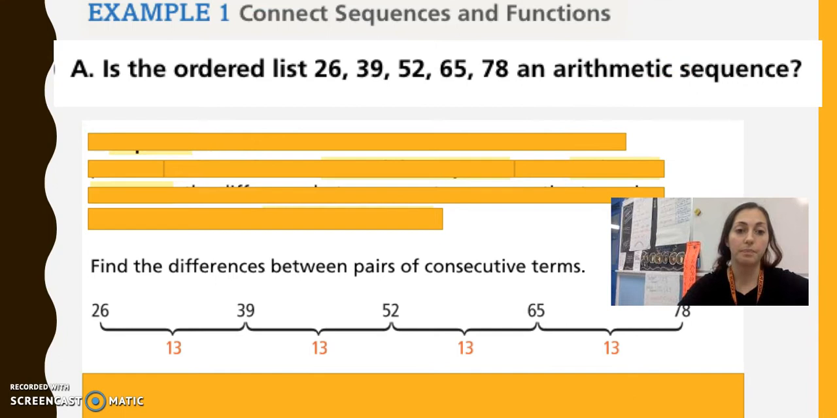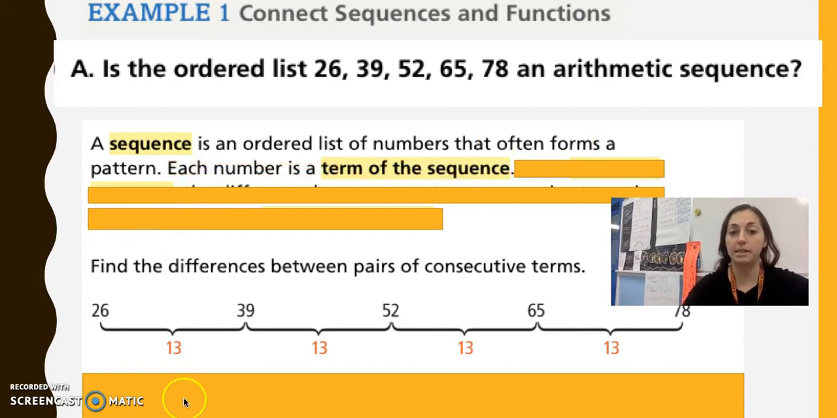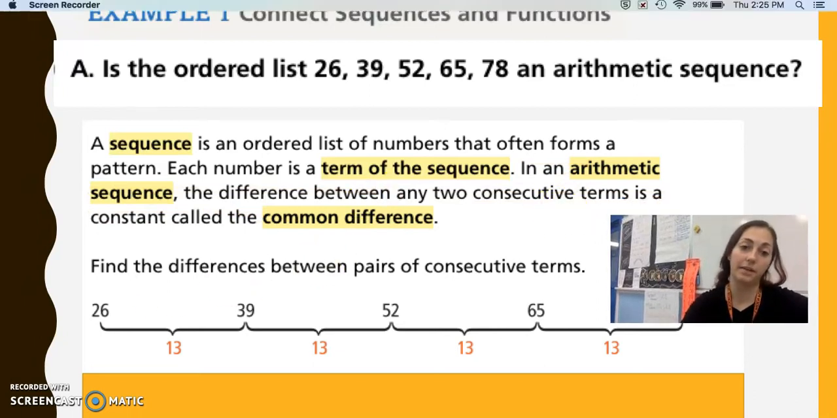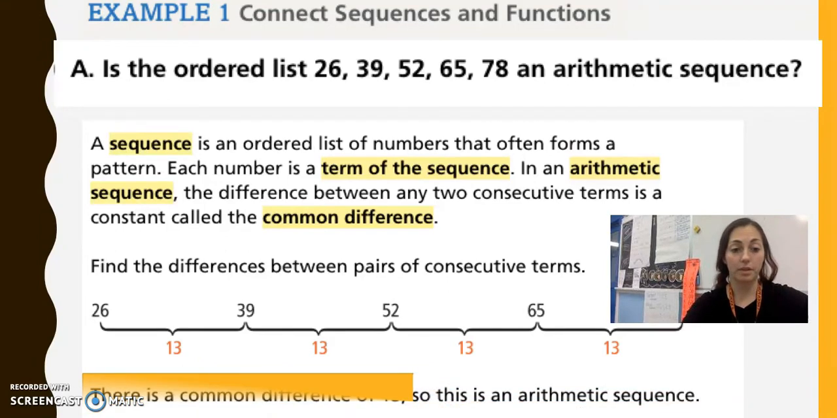So first things first, a sequence is an ordered list of numbers that forms a pattern. Each number is a term of the sequence, so each of these numbers is a term. The first number is the first term of the sequence. In an arithmetic sequence, the difference between any two consecutive terms is called the common difference. So what we did here when we found the common difference between 26 and 39 and 52, we found that the common difference is 13. Because it's the same, there is a common difference of 13. It is an arithmetic sequence.